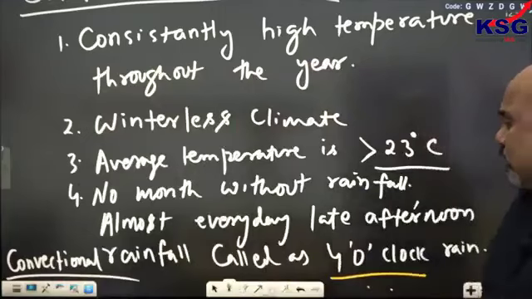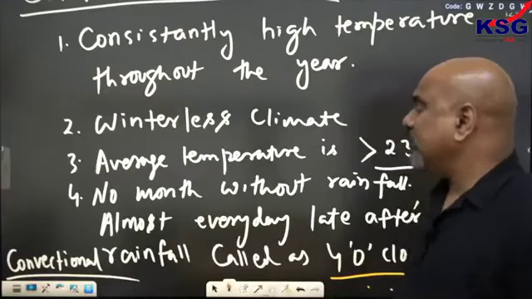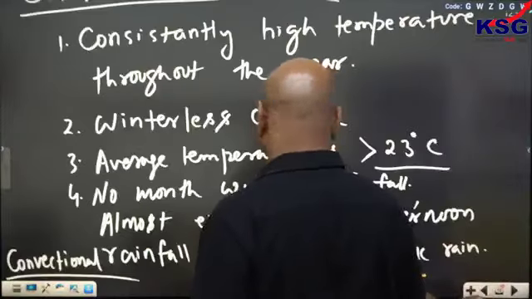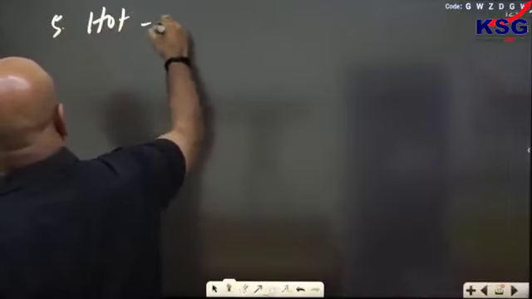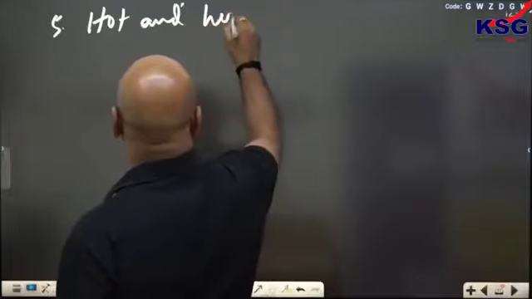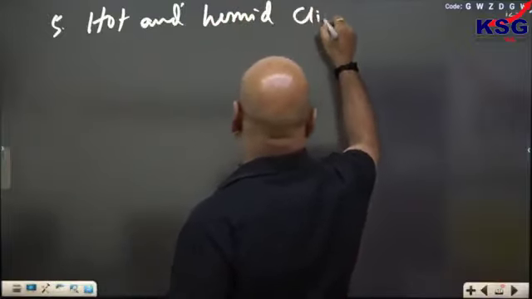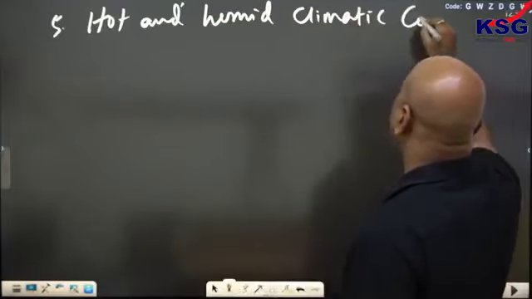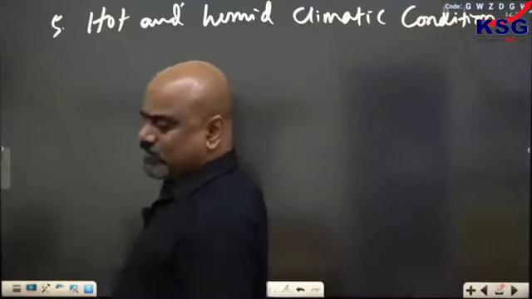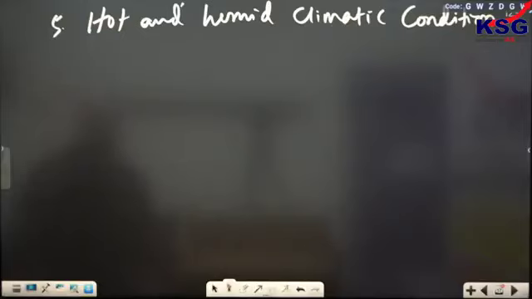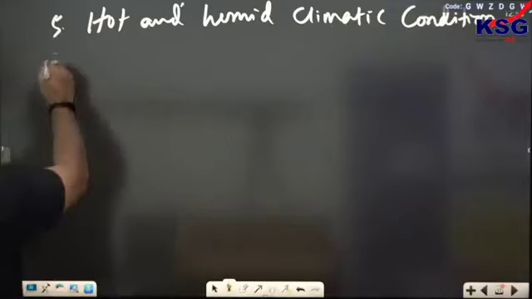4 o'clock rain. See here rainfall is every day. So what happened here? Because rainfall is more, rainfall is every day. Next point is hot because of high temperature and humid climatic conditions. Hot and humid climate you have here. Because of this cause only you have hot and humid climate.